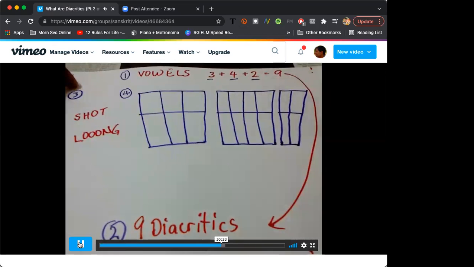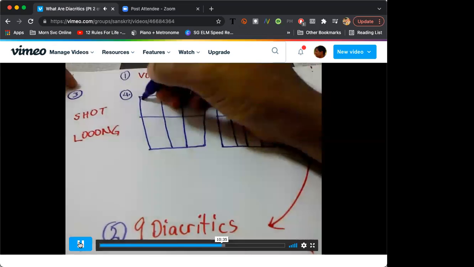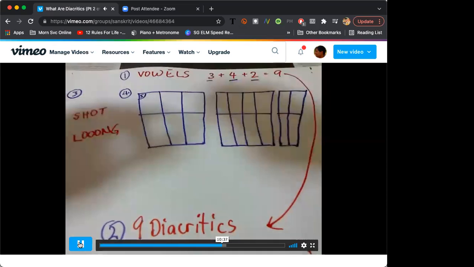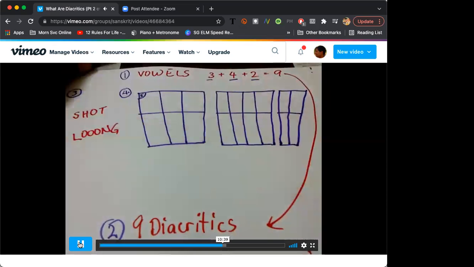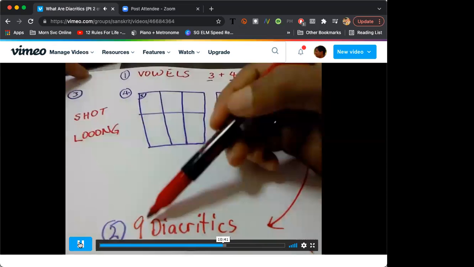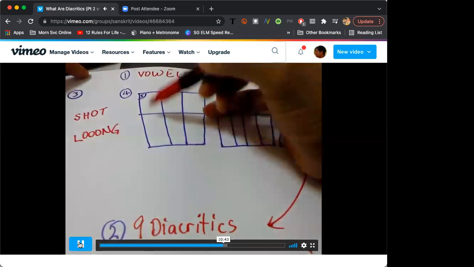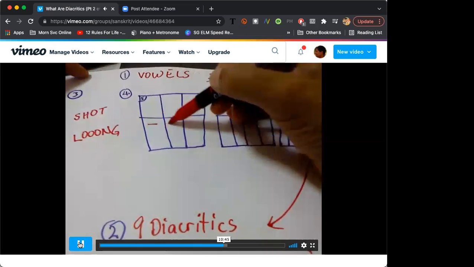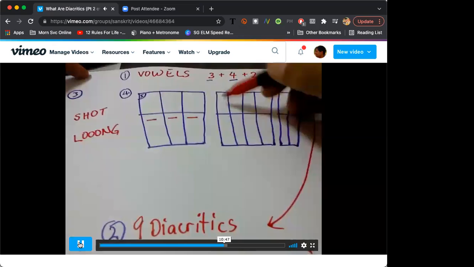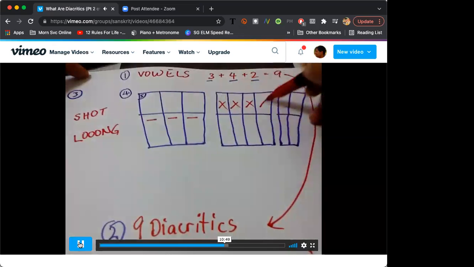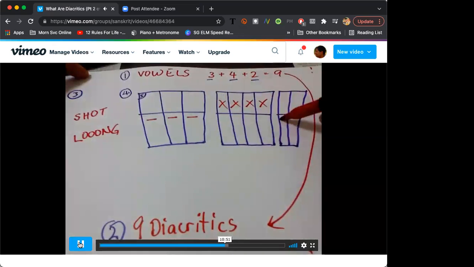Next step is step 5, to actually draw the diacritics in the box. 9 diacritics, right? So 1, 2, 3, then blank, blank, blank, blank. This one is 4, line above, 5, line above, 6, dot below, 7, dot below, 8, dot below, and 9, dot below.